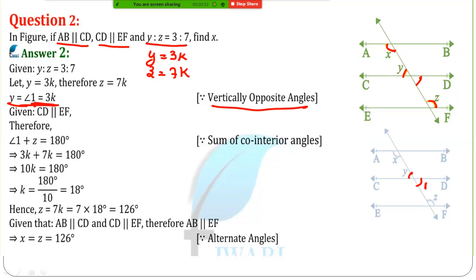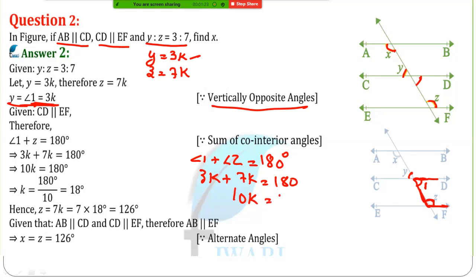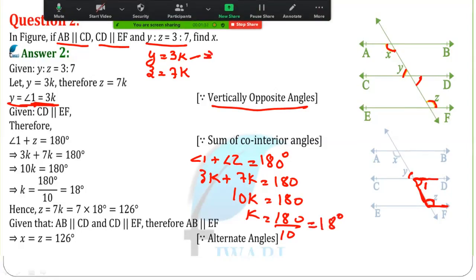So we know that the sum of two co-interior angles, which are inside this figure, is equal to 180 degrees. So the co-interior angles are angle 1 plus angle Z, that is equal to 180 degrees. The value of angle 1 is equal to Y, which is 3K. So 3K plus 7K is equal to 180. So 10K is equal to 180 degrees and the value of K is 180 divided by 10, that is 18 degrees. So the value of K is 18.